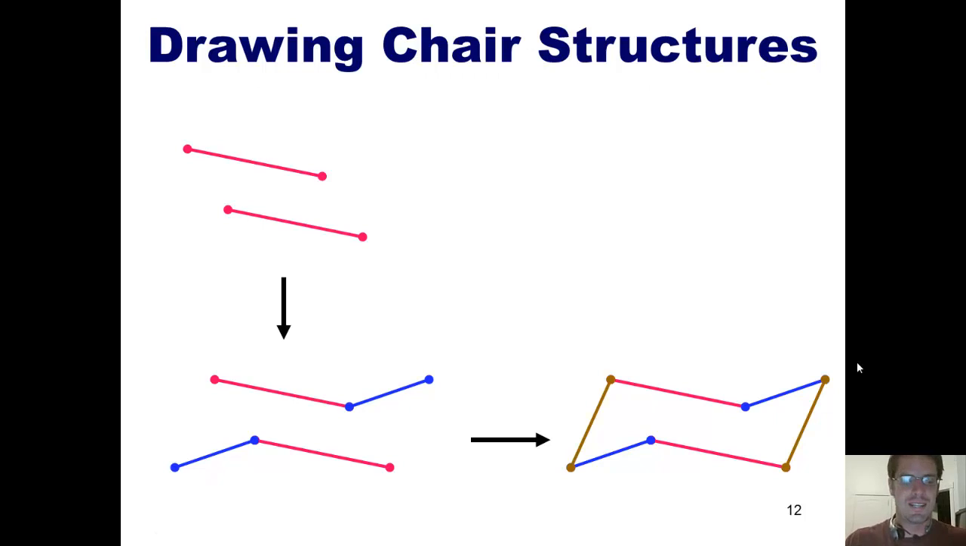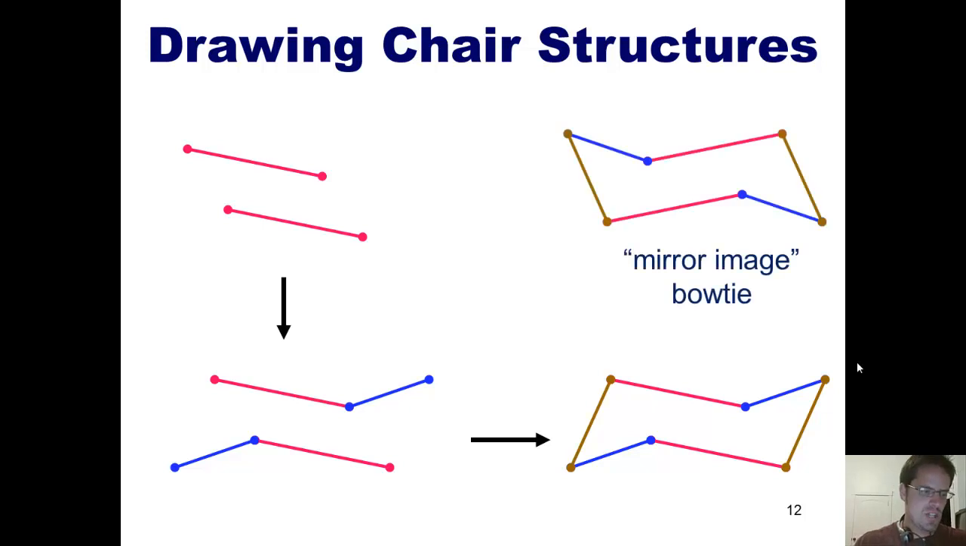You deserve a party. Now, one more thing that I need to point out is that you will need to gain the ability to draw both types of chairs, the one that I've shown here and its mirror image, which is shown here. Because chair structures often look like bow ties, they're kind of crooked, I often call this the mirror image bow tie of this.